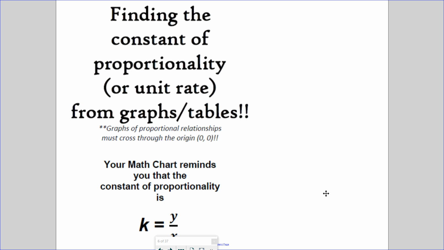For example, John made $10 in 2 hours. How much money does he make per hour? Each hour. Every hour. 10 divided by 2 is $5 per hour. So your math chart reminds you that the constant proportionality is K equal Y divided by X.